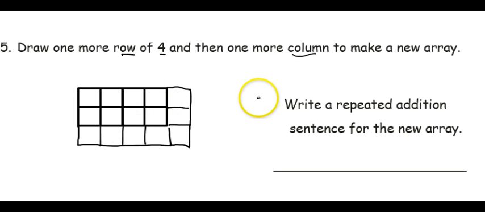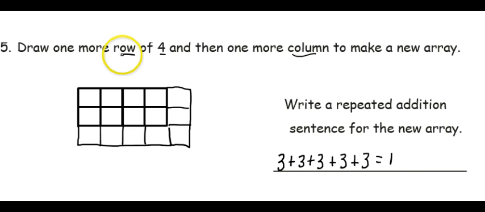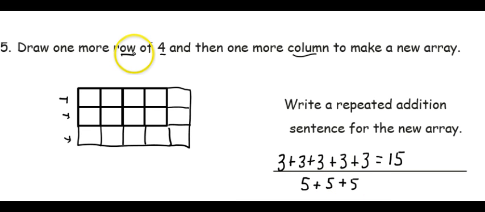I can write a repeated addition problem for this showing my columns. There are 3 squares in each column, and there are 5 columns for a total of 15 squares. Or I could show an addition problem showing the number of squares in each row. There are 3 rows with 5 squares in each row, which also gives a total of 15.